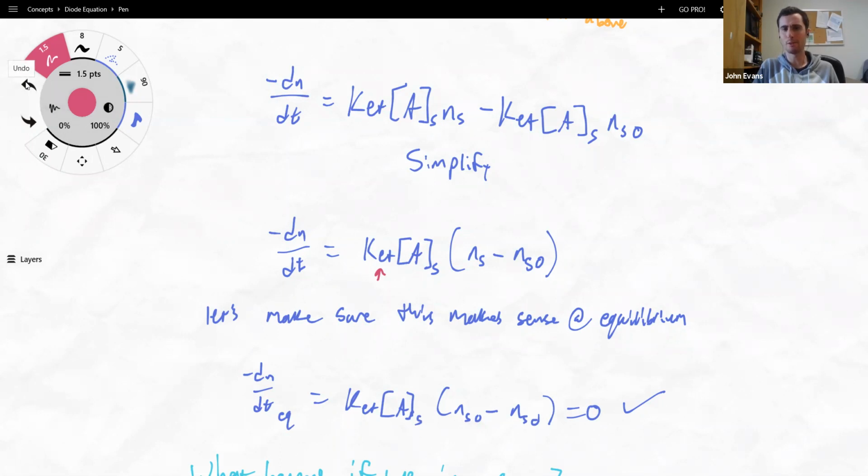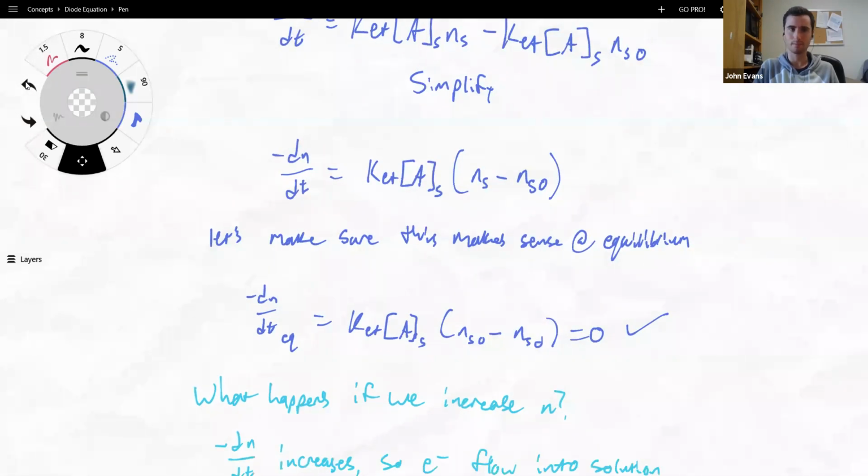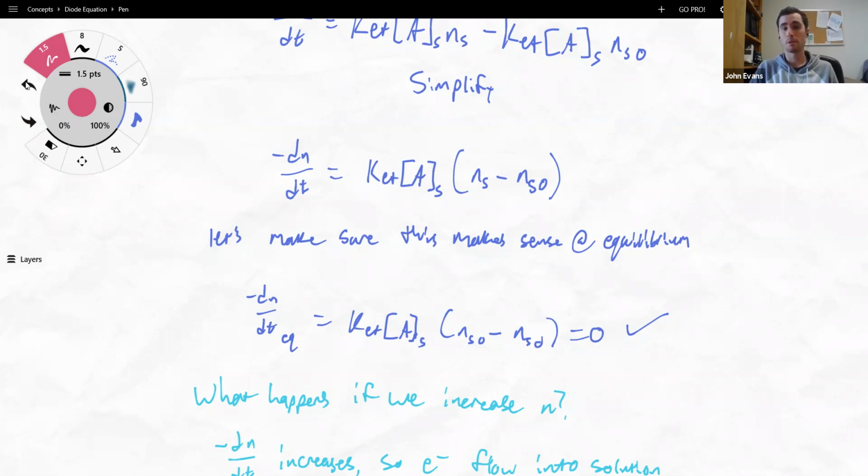Just to double check, let's do a quick check on ourselves to make sure that we are actually looking at the right thing. So at equilibrium, we should expect that the rate of reaction is 0. So let's plug that in. So at equilibrium, the concentration of electrons at the surface is the same as the equilibrium concentration of electrons at the surface. So this becomes n sub s naught minus n sub s naught is going to give us 0. Multiply that by 0 is going to turn this whole thing into a 0, meaning that we have no net reaction rate. So this seems to hold up under equilibrium.